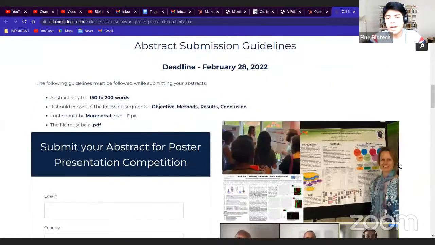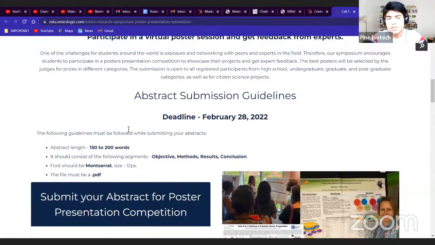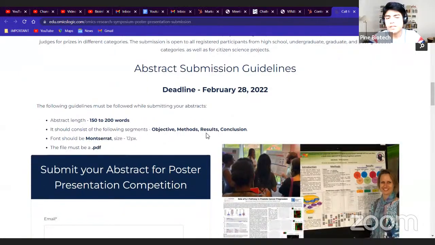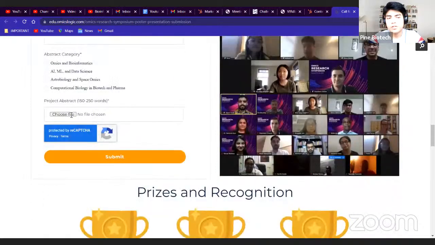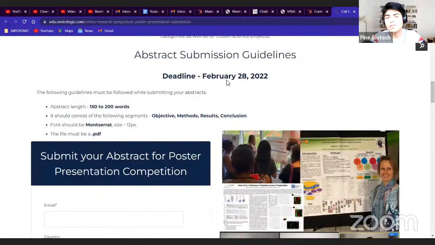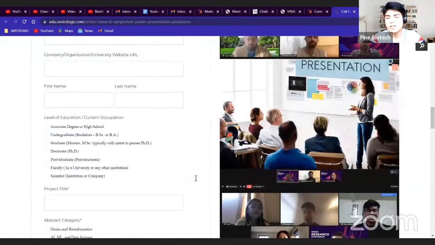Now, here's a quick guideline for the abstracts. The abstract length can be from 150 to 200 words. You should divide it into segments such as objective, methods, results, and conclusion. The font should be Montserrat, 12 points, and it must be a PDF file. So you have to convert it into a PDF file and submit it using this particular form right here. Just go down, and you will get an option to choose your file and submit your abstract here. The deadline is 28th February, so keep that in mind.